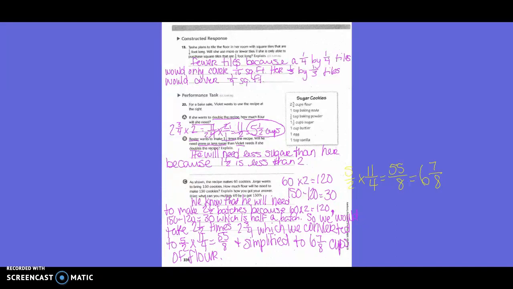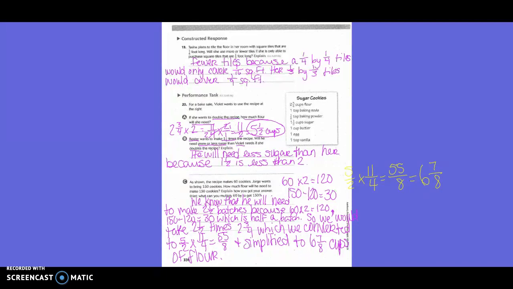Performance task. For a bake sale, Violet wants to use the recipe at the right. Letter A. If she wants to double the recipe, how much flour will she need? So we took 2 3/4 times 2, converting 2 3/4 to an improper fraction of 11/4 times 2/1. We simplified before we began because 2 could go into 2 once, 2 could go into 4 twice. So 11 times 1 was 11, and 2 times 1 was 2. So we got 11/2, which is equivalent to 5 1/2 cups.